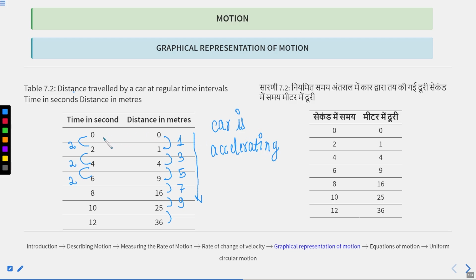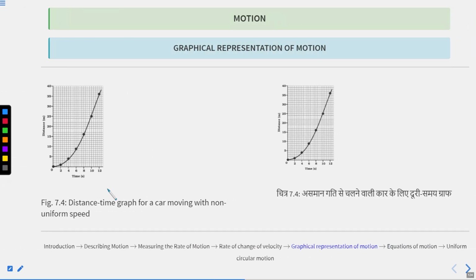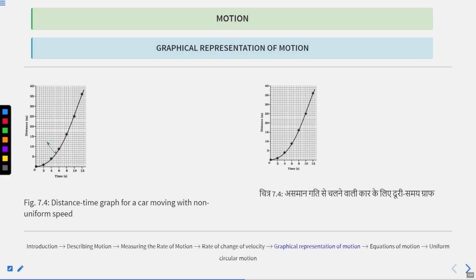Now what we have to do is plot the distance-time graph using these values. So this is the distance-time graph of the previous data, and we can see that the graph is not a straight line, it's a curved graph. It means it is the graph of non-uniform motion. Is it clear to us? Non-uniform motion.